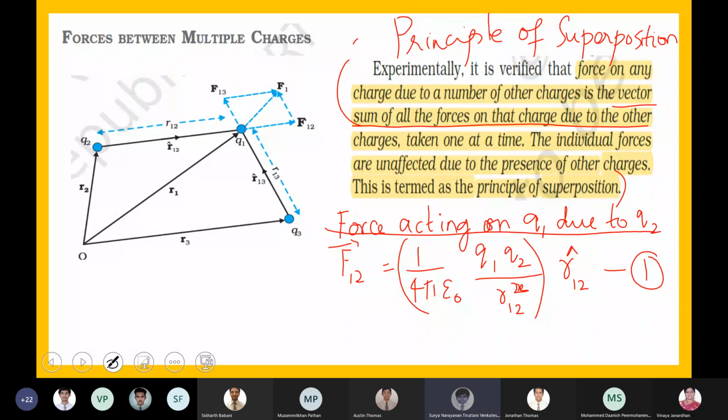After writing the principle, you should draw the diagram. Yeah, you need to draw the diagram. Once again, I'll explain the diagram. You have a system which is having three charges.